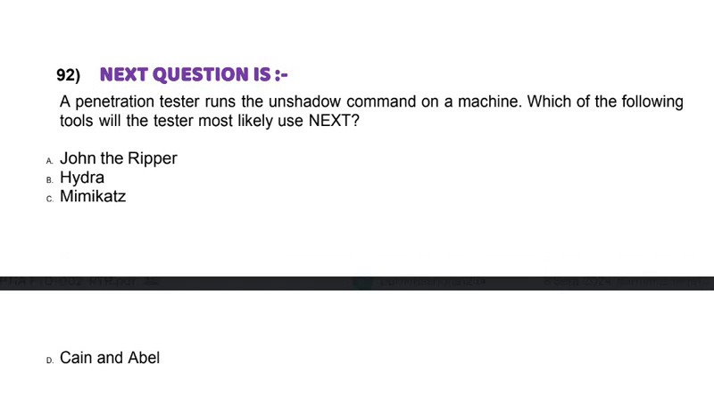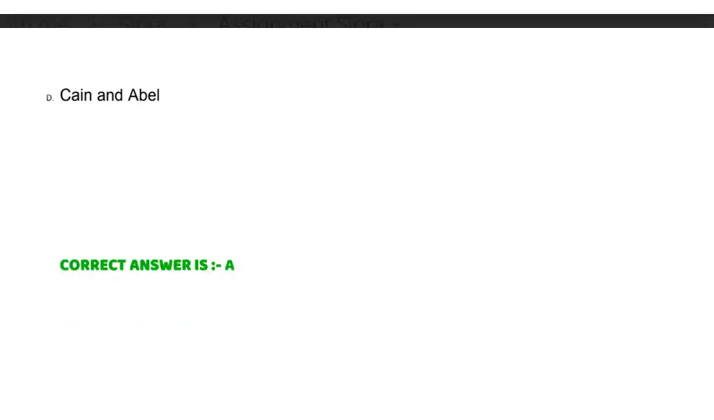Question is, a penetration tester runs the unshadow command on a machine. Which of the following tools will the tester most likely use next? Option A, John the Ripper. Option B, Hydra. Option C, Mimikatz. Option D, Cain and Abel. Correct answer is option A.